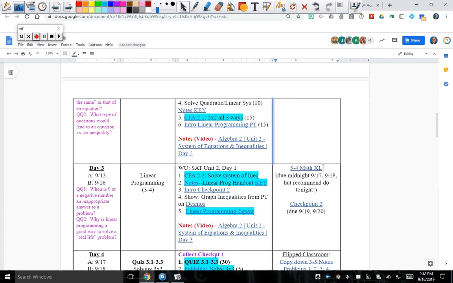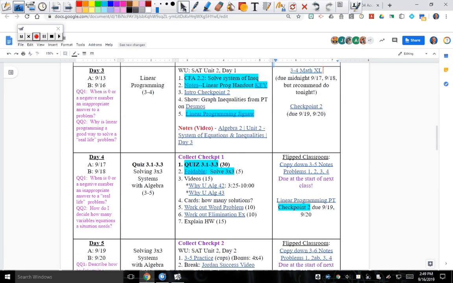A lot of what we do today is directly related to the performance task. Okay, so let's go to the other thing that we're going to do. I'm going to show you in Desmos and in your calculator how you can graph functions. This right here is optional for extra practice if you'd like to. It won't be taken for a grade. And the two big questions that we're going to ask today are, when is zero or negative number an inappropriate answer to a problem? And why is linear programming a good way to solve a real life problem?